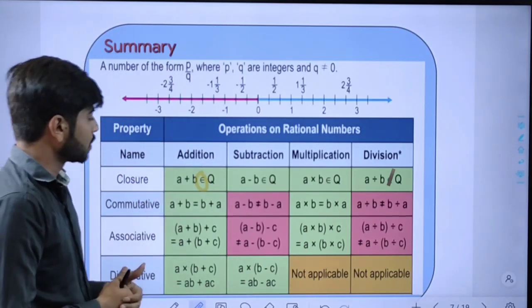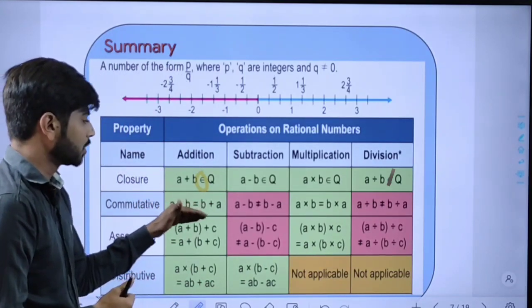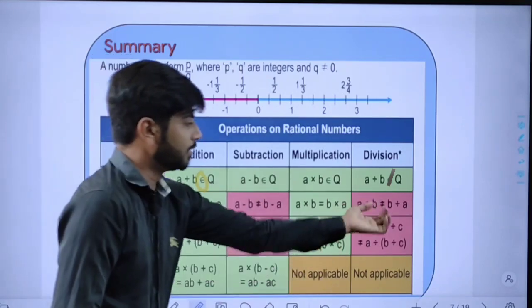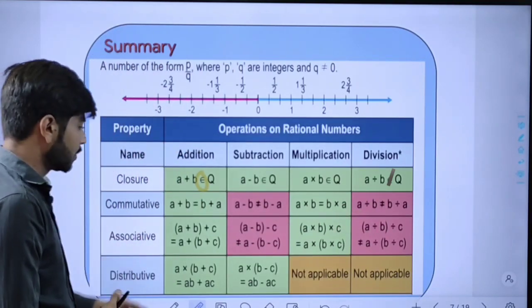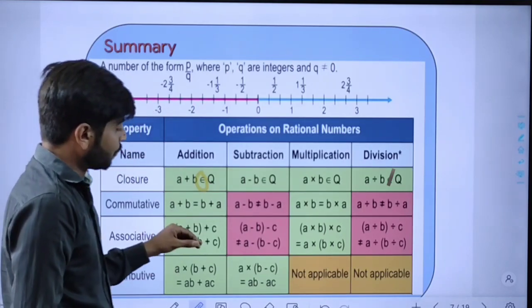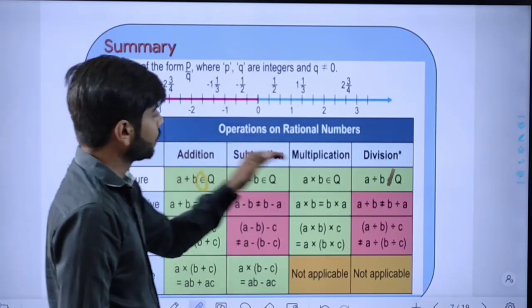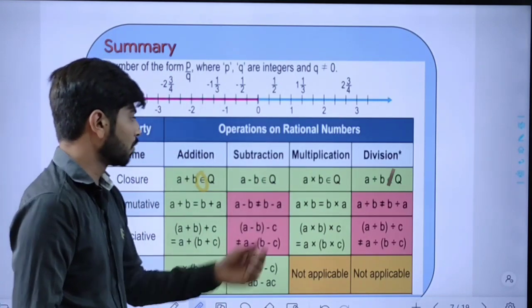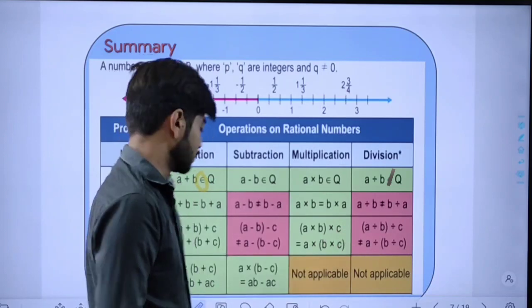Commutative property is only followed in addition and multiplication. It is not followed in subtraction and division. Associative property, we can see it is only followed in addition and multiplication. It is not followed in subtraction and division.